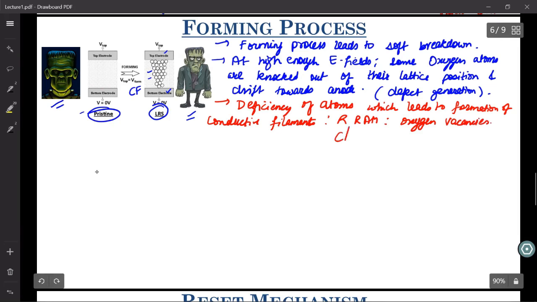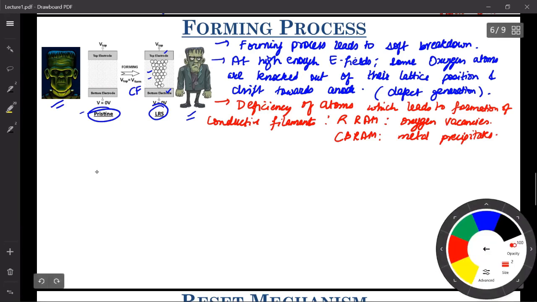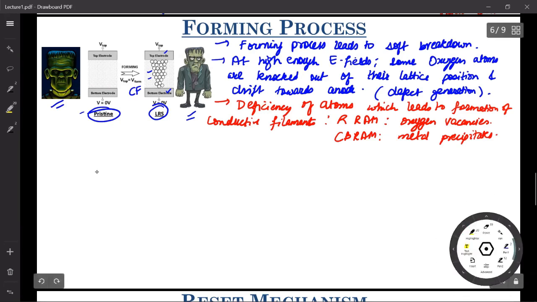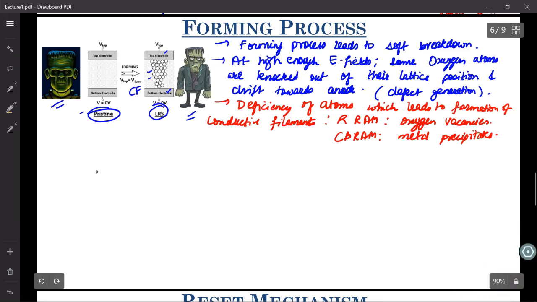In your CB-RAM devices, it's made up of metal precipitates. I'll also talk about these metal precipitates. So I'll talk about this CB-RAM in a special lecture on CB-RAM devices. Now, how do we know that this kind of oxygen vacancy forms a filament, a conductive filament between the two electrodes?